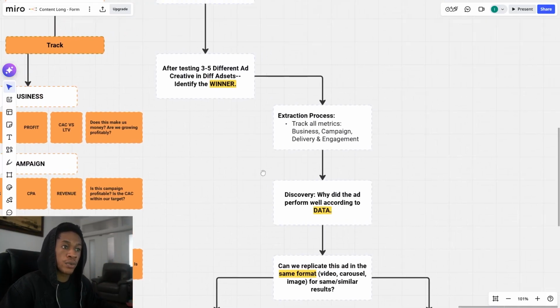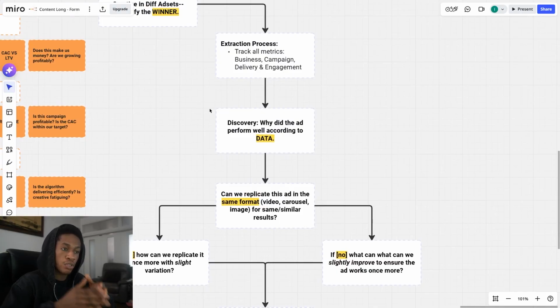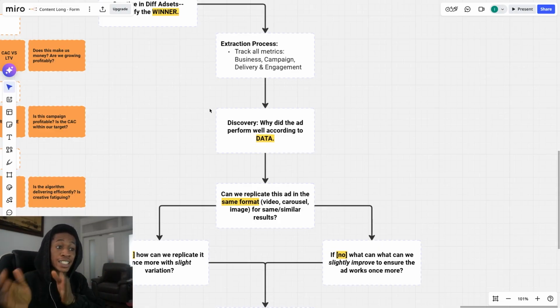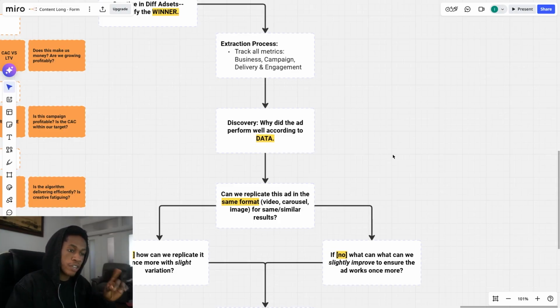Because a winner just means the best ad out of everything. It's just the best ad out of all the 3 to 5 sets of ads that you tested. It doesn't necessarily mean the ad is going to have a 16x ROAS. It just means that ad did the best out of every other ad you tested. That's why you need to assess whether you can replicate it once more with slight variation, or slightly improve it, to make sure the ad works once more, right?